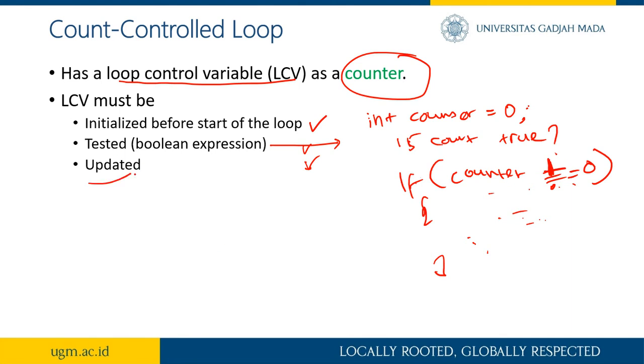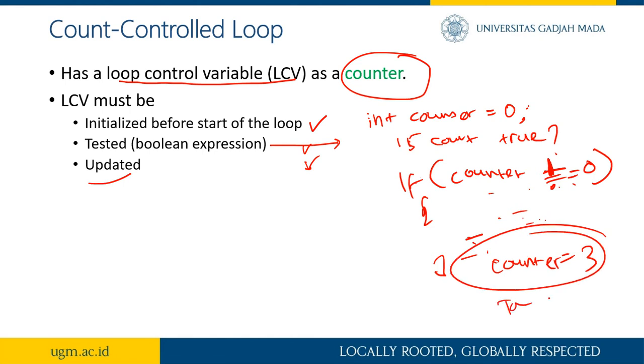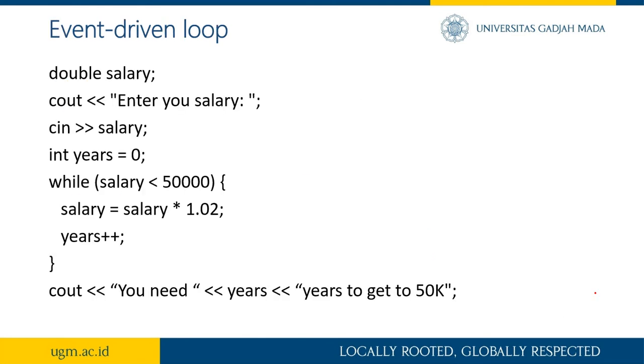And then we update it. So we have to update it, like set counter to 3, so it will be true, or set counter to 0, it will be false. So we set the condition better.